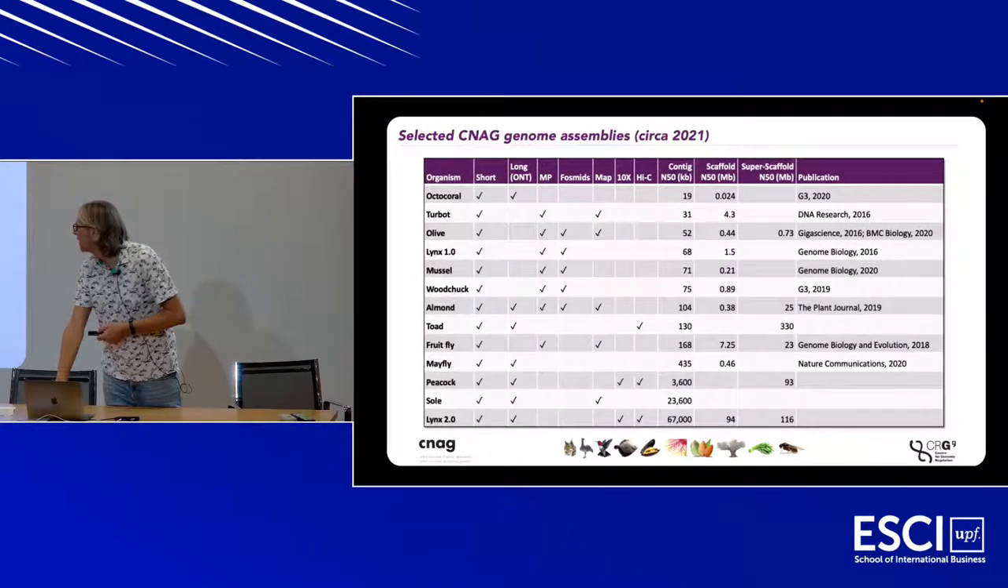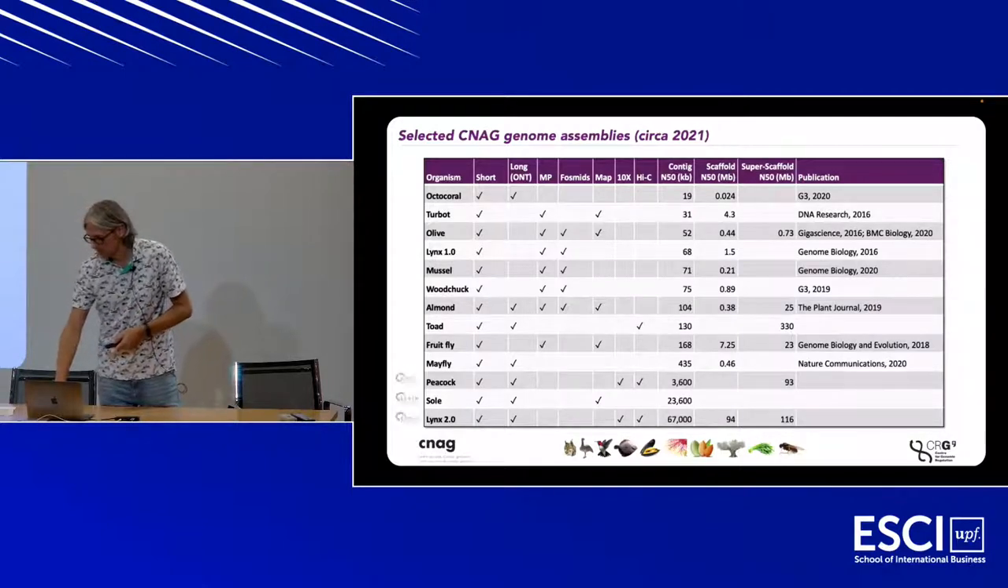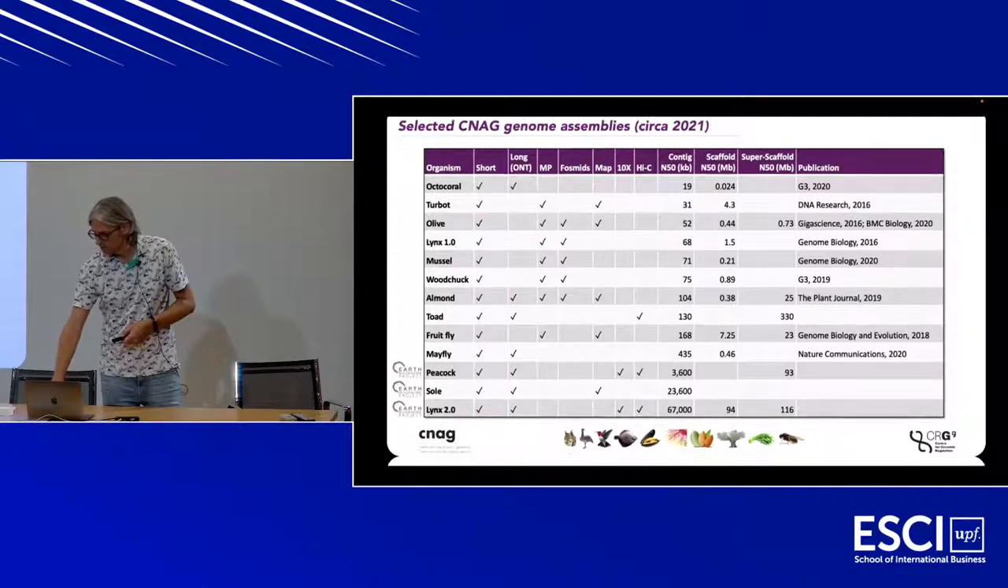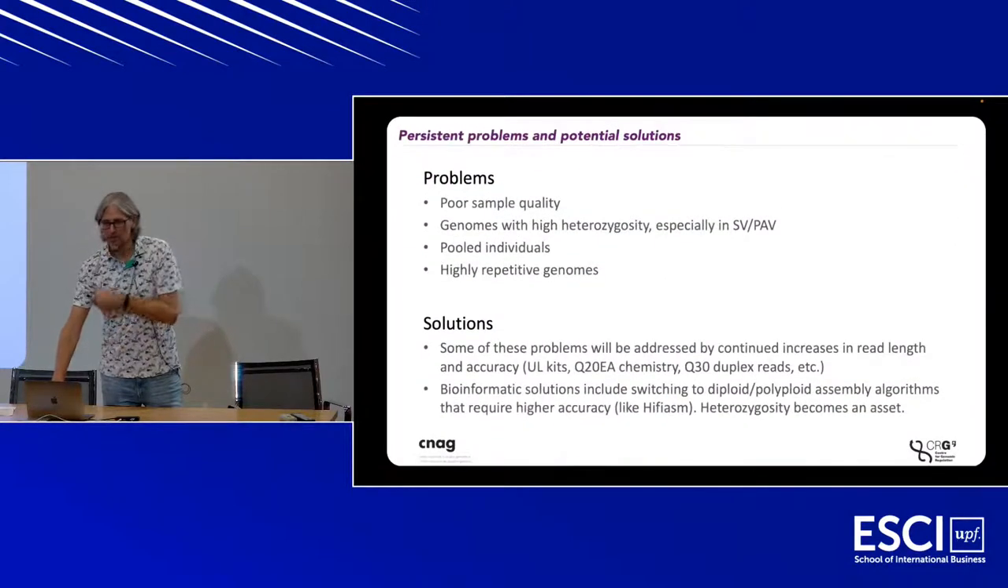We're going to skip that. You can see that some of the latest assemblies we've done, this is just a smattering of assemblies, have much higher contiguity, and that's because we're using the long reads. Okay. And the Hi-C info. I'll skip over the problems.